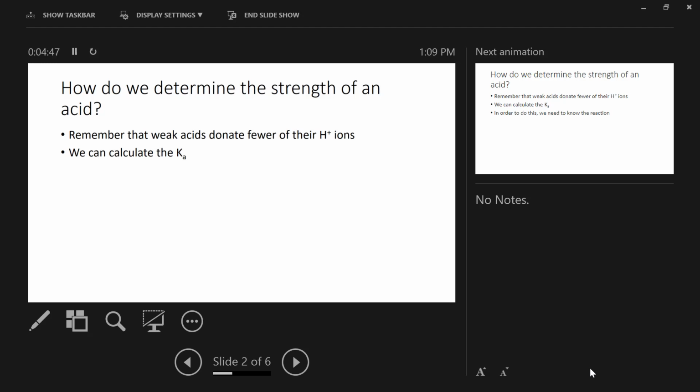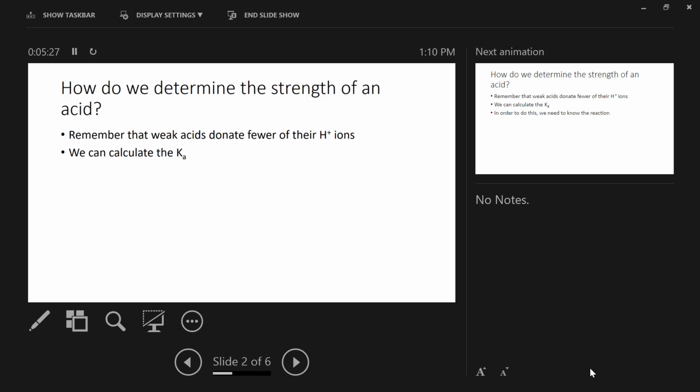Okay, so we've got this number, Ka. We saw a number last week that was K something. Do you remember what it was? Kw. And it was a constant, right? This is also a constant. This right here, Ka, is called the dissociation constant. And so when you see Ka, this is a constant number for every particular acid.